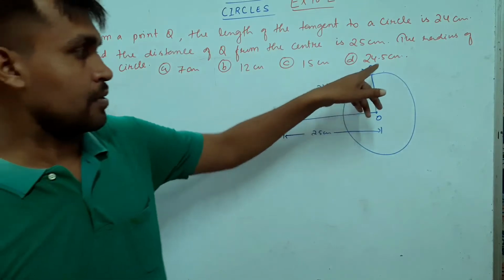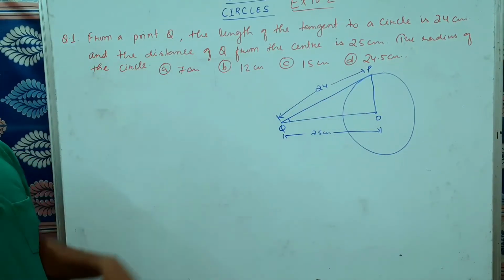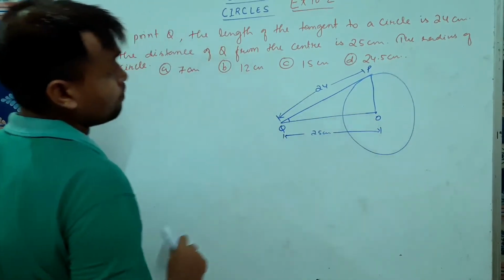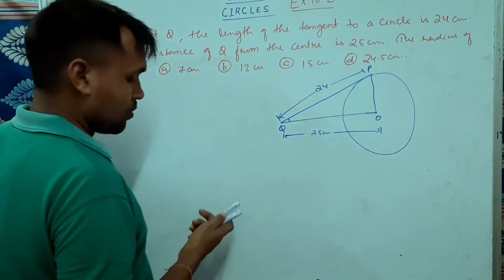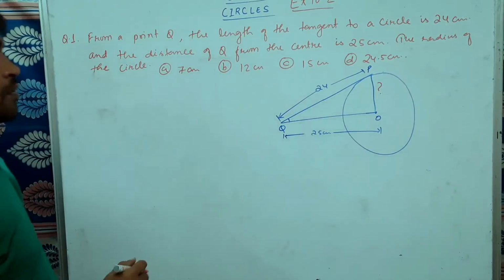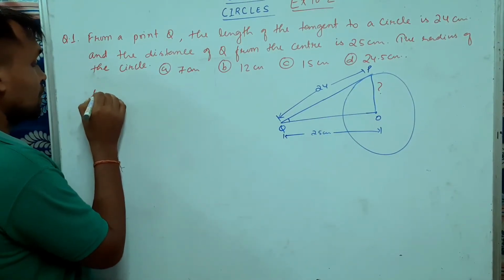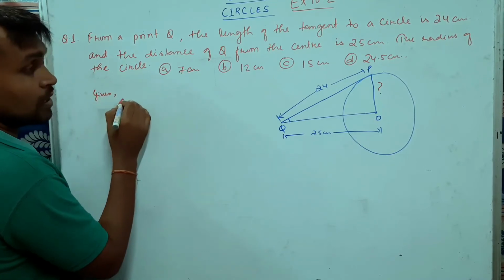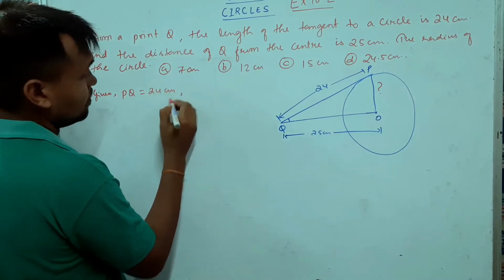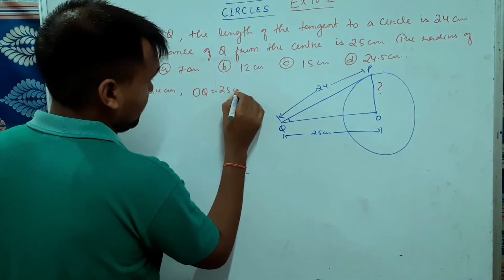So this is the tangent, or not? The tangent is 24 centimeters, and the distance of Q from the center is 25. The radius of the circle is, so they are asking us to find this. What are the things given here? We can write what is given. PQ equals 24 centimeter and OQ equals 25 centimeter.